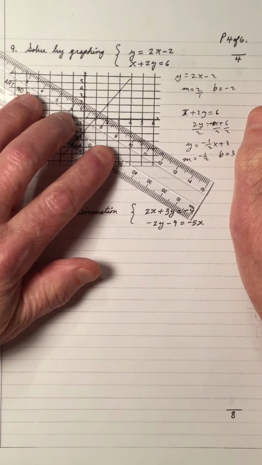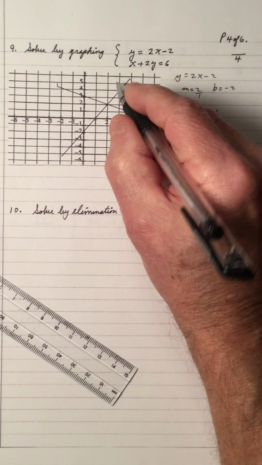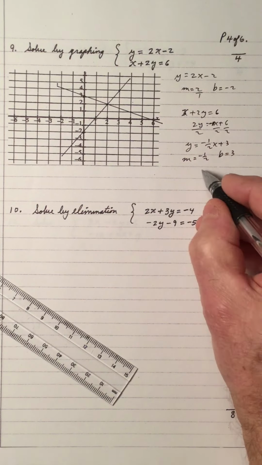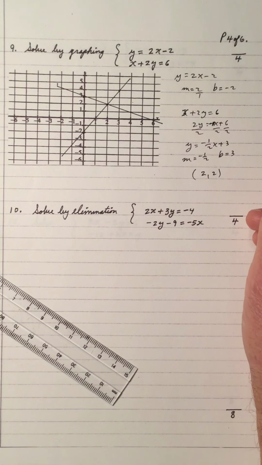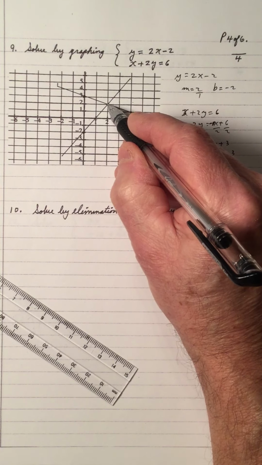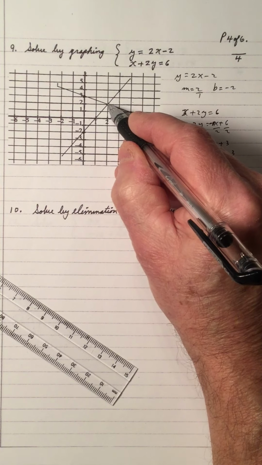And when we do, notice that this is the point of intersection. The point that we have is x is 2 and y is 2, so that's (2, 2). Give yourself 2 marks if you graphed each line right, and 2 marks if you stated the point (2, 2).